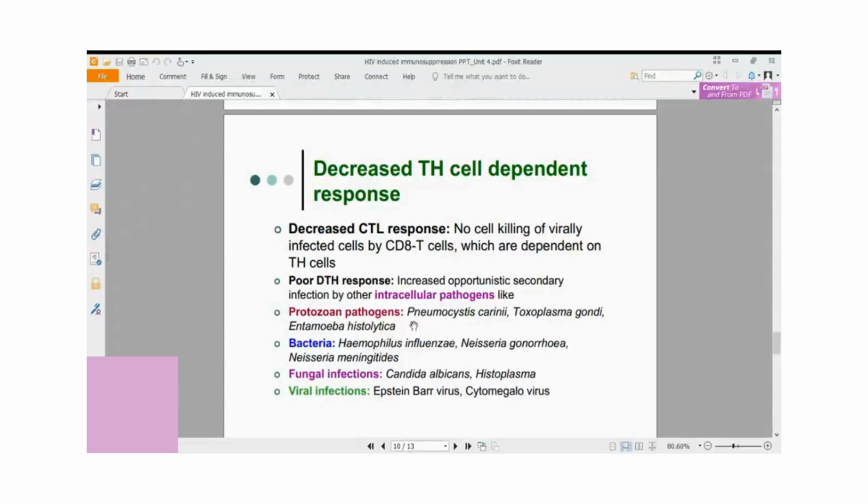At the same time, the person can have infection by intracellular bacteria like Haemophilus influenzae, Neisseria gonorrhoeae, and Neisseria meningitidis. Okay, it could be even tuberculosis. In India, tuberculosis infection is predominant in HIV patients even though the tuberculosis vaccination has been given to the person. That doesn't mean that the person need not suffer from AIDS infection.